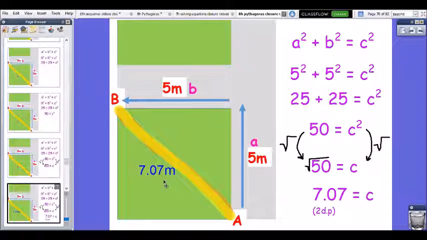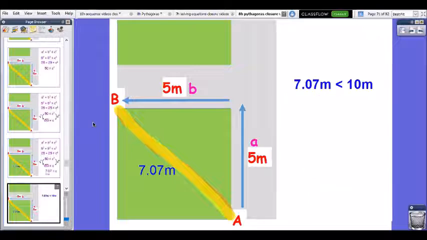So let's think about my original question. The question was, why have people decided to go across the mud instead of taking the path? Well, when we think about it, the intended route to get from A to B would have been 5 plus 5. So this initial intended route would have been 10 meters. But actually, if you cut that corner, it's a shorter distance. It's 7.07 meters.